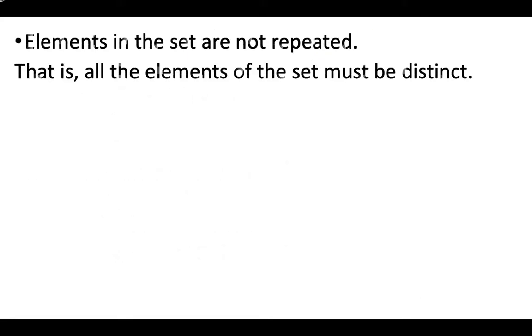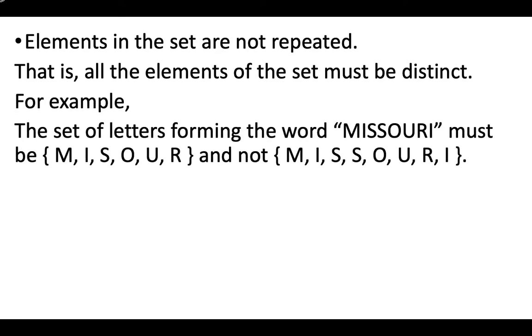Another interesting fact is that elements in the set are not repeated. That means to say all the elements of the set must be distinct. For example, if I have to write a set of letters forming the word Missouri, then it must be M-I-S-O-U-R, but not M-I-S-S-O-U-R-I. Here, if you observe, the letter S is repeated twice. The letter I is repeated twice.